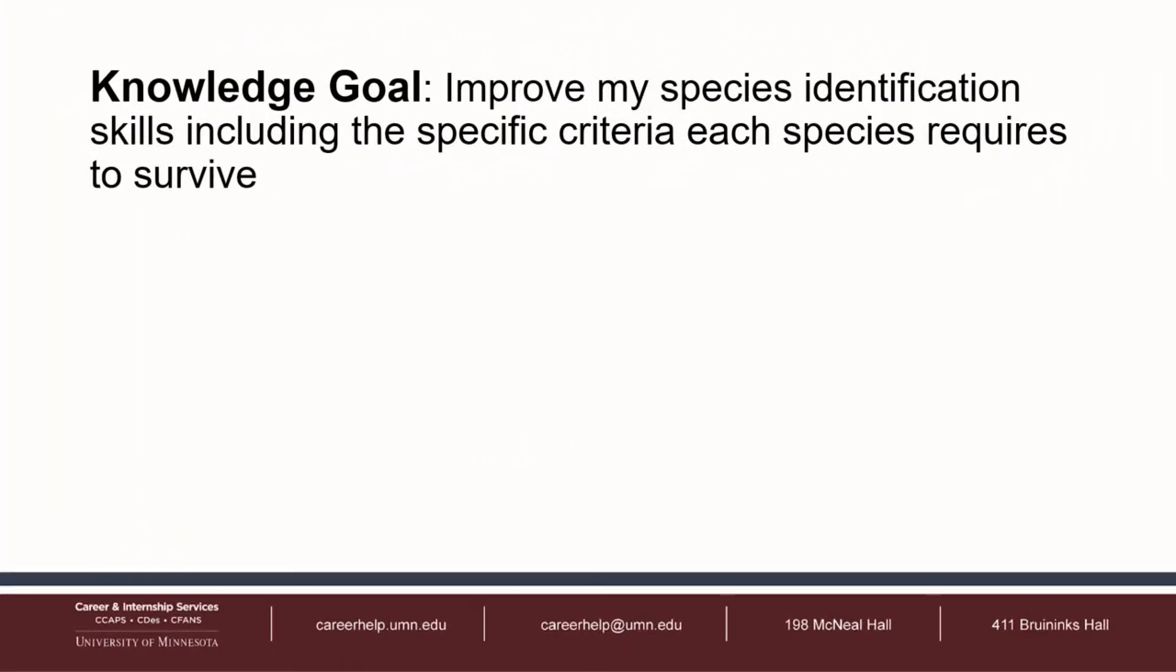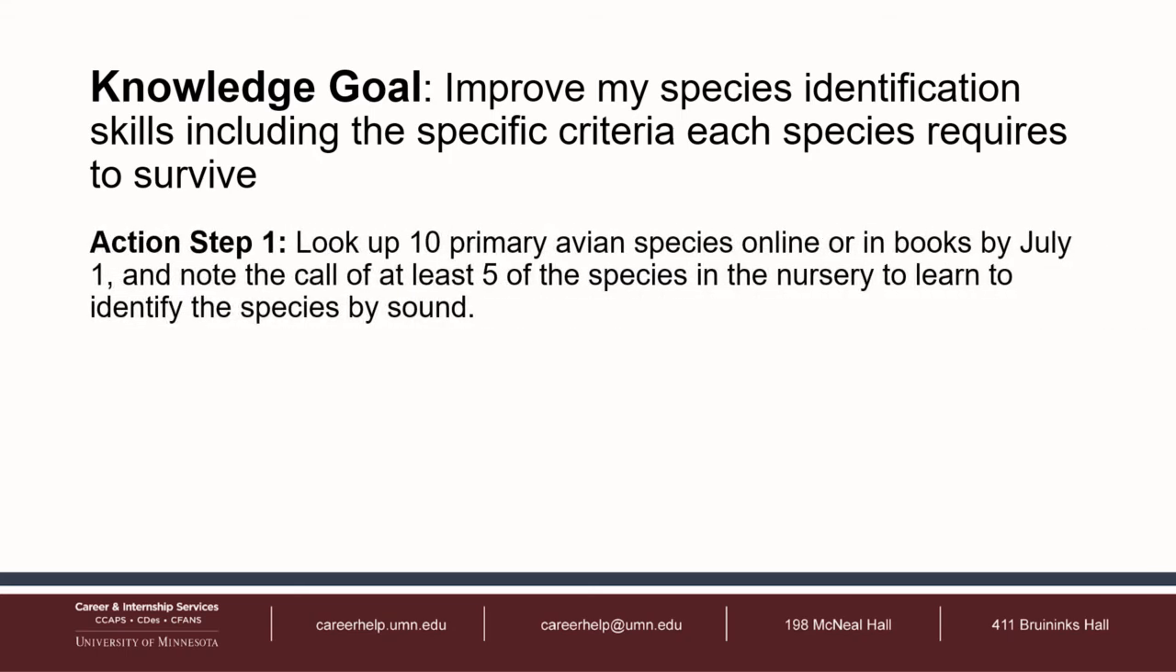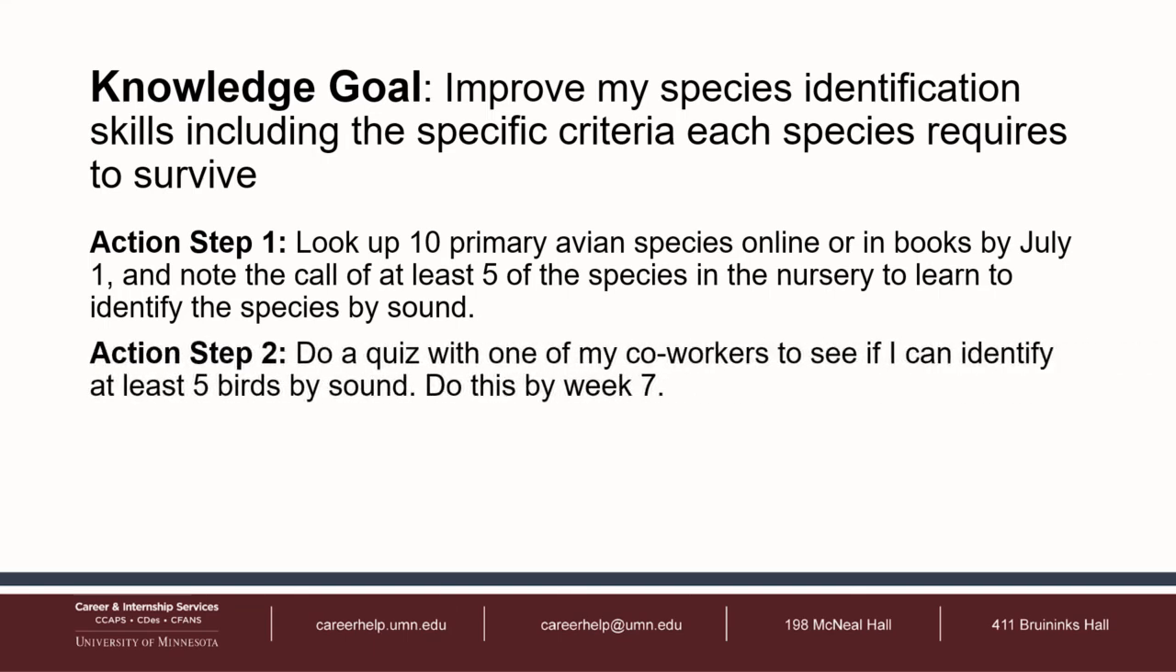Here's an example of a knowledge goal. Now, this is the base of the T. Improve my species identification skills, including the specific criteria each species requires to survive. Action step 1, look up 10 primary avian species online or in books by July 1, and note the call of at least 5 of the species in the nursery to learn to identify the species by sound. Action step 2, do a quiz with one of my coworkers to see if I can identify at least 5 birds by sound by week 7.